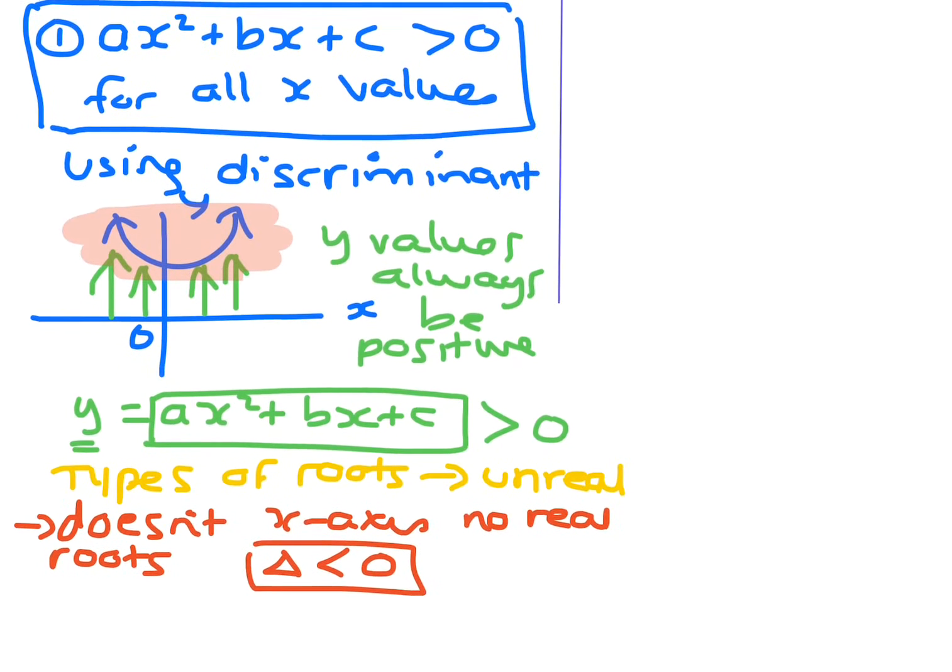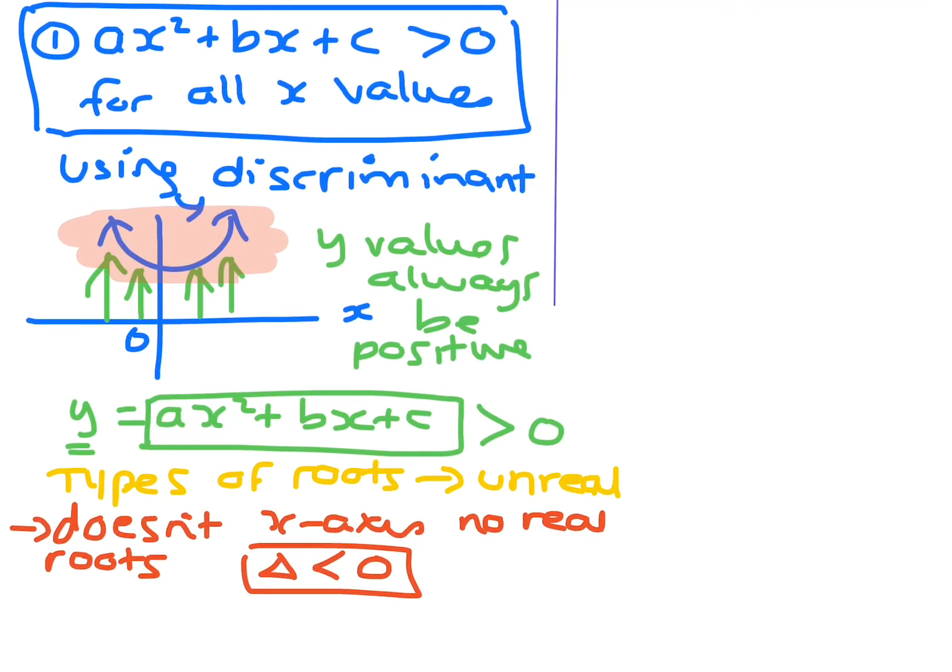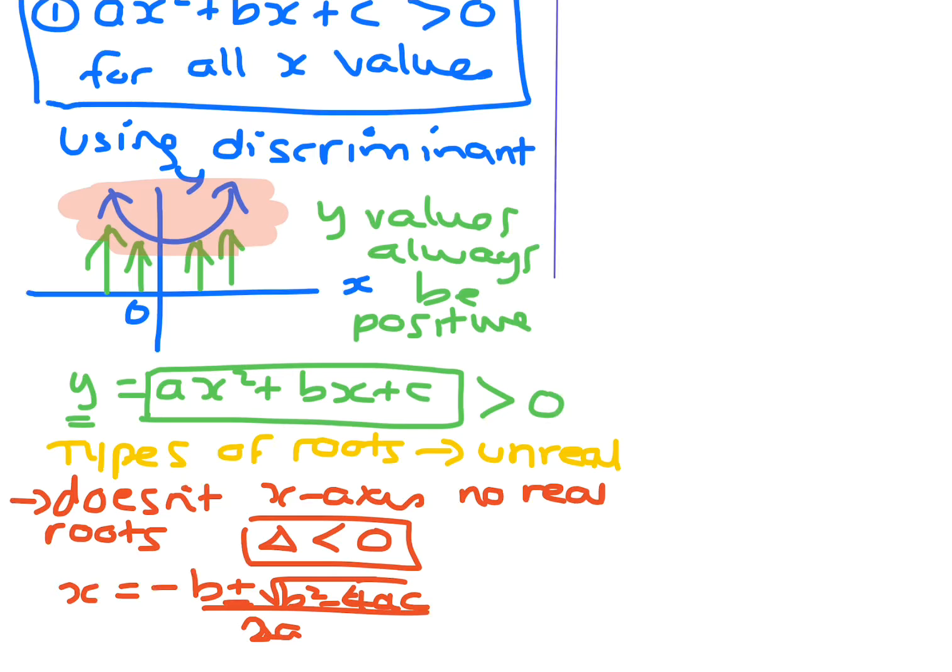Because that means that when you solve your quadratic equation, the discriminant is what's underneath the square root, and what's underneath the square root would have to be negative. So that's your discriminant.